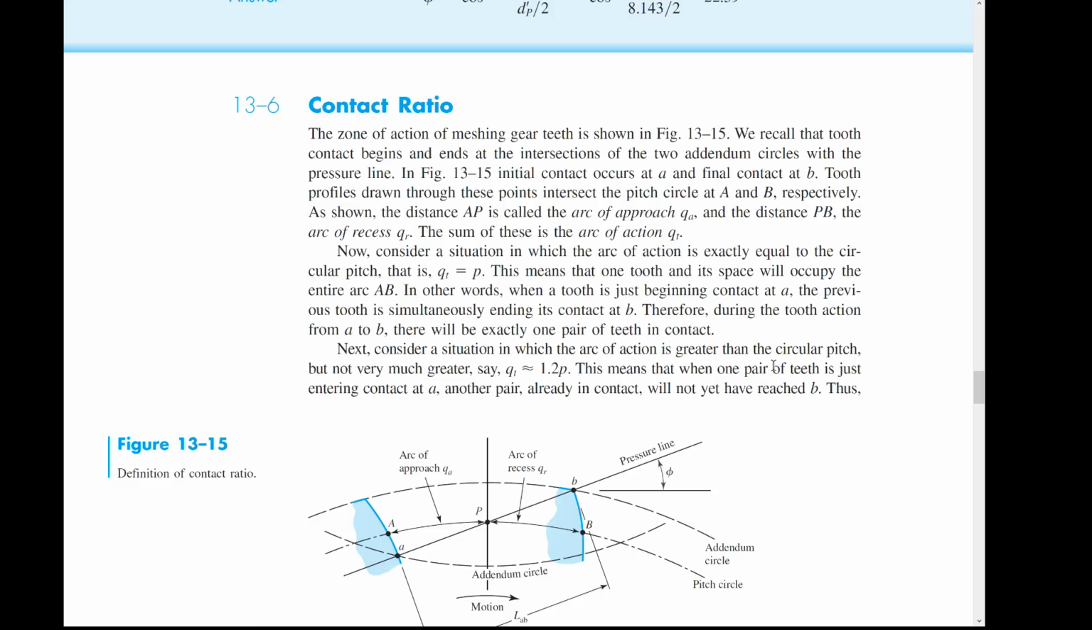Now, consider a situation in which the arc of action is exactly equal to the circular pitch, that is QT equals P. That means that one tooth and its space will occupy the entire arc AB. In other words, when a tooth is just beginning to contact at A, the previous tooth is simultaneously ending its contact at B. Therefore, during the tooth action from A to B, there will be exactly one pair of teeth in contact.